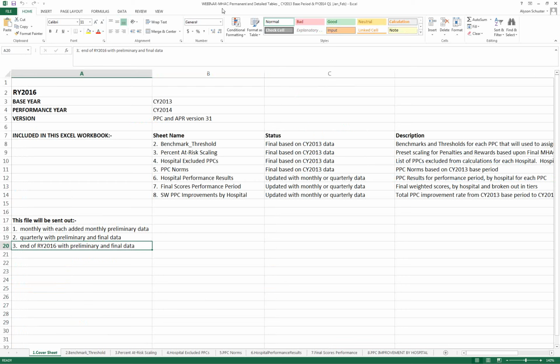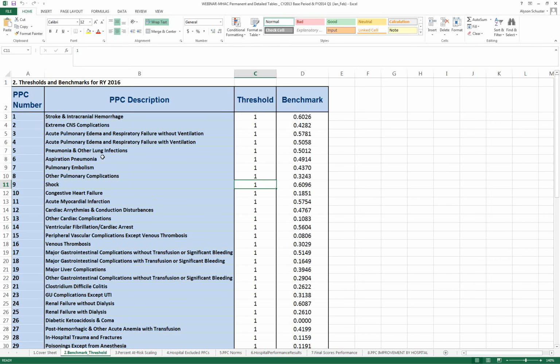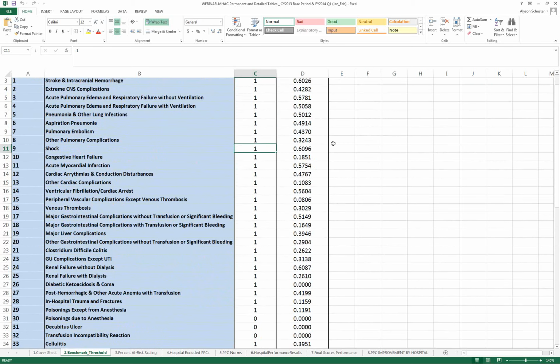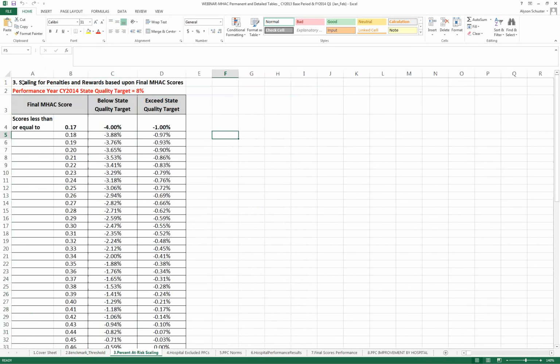So this is the MHAC permanent and detailed tables workbook that was sent out with January and February data. On tab 1, you have the cover sheet that just gives you information again on which rate year, which performance, base year and performance year, and what version of software we're using, as well as it tells you what is included in this workbook. So if you go to tab 2, this I already showed you a picture of, but this tab contains the thresholds and benchmarks for each of the PPCs. Tab 3 shows you the scaling for penalties and rewards based upon the final MHAC score. So again, you can use this sheet to say, okay, if I score 0.3, what will be the amount of revenue that will be reduced for my hospital?